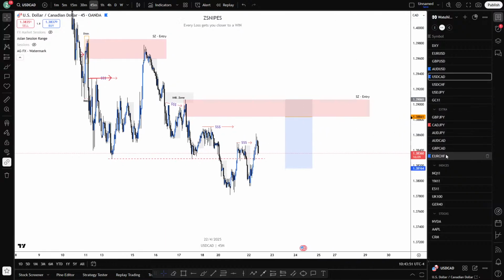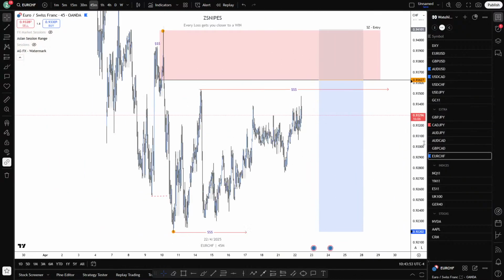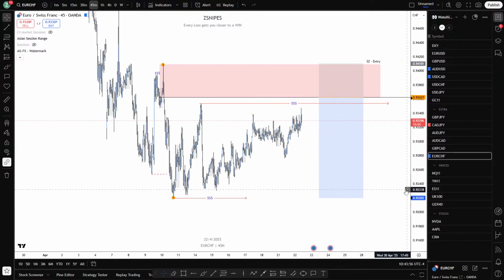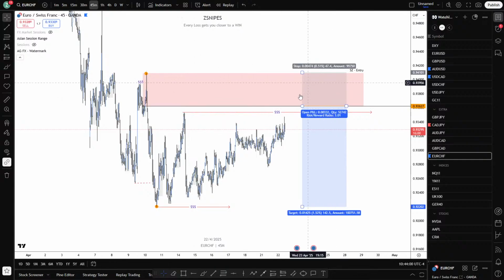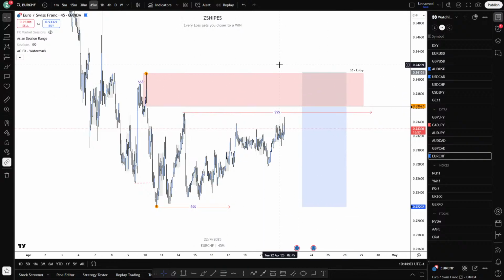Let's move on. eChef, which I'm still looking for here, is kind of slow. I'm still waiting for us to raid this high right here and tap into our order. This is still a pending order on eChef, just to let you guys know, where we are looking for potential selling opportunities.